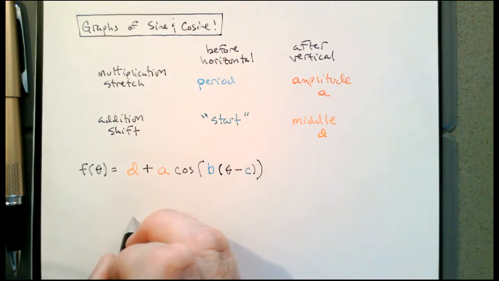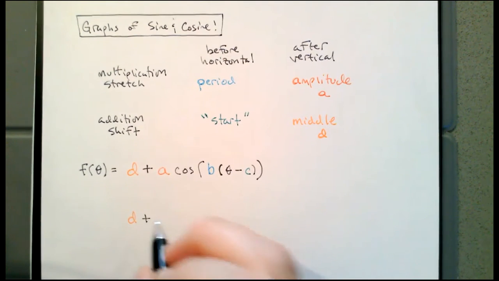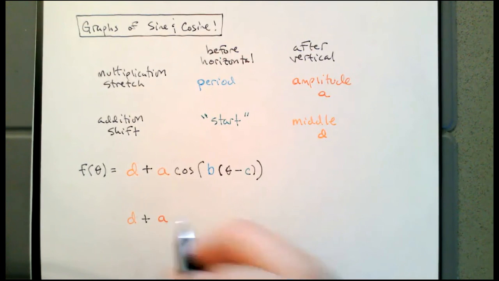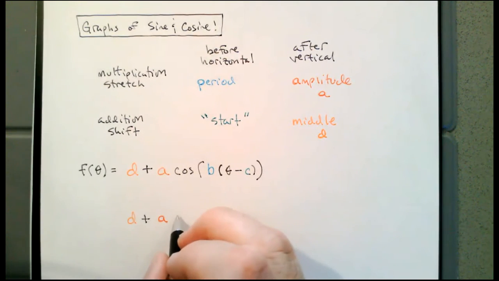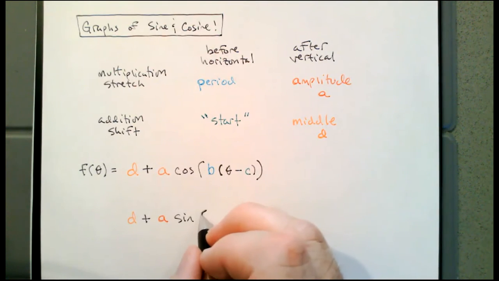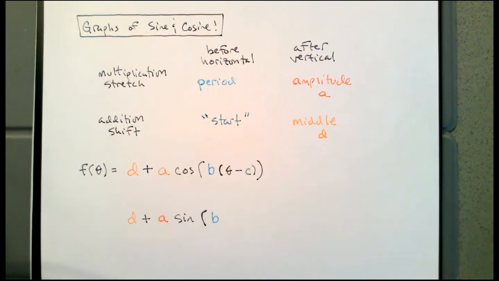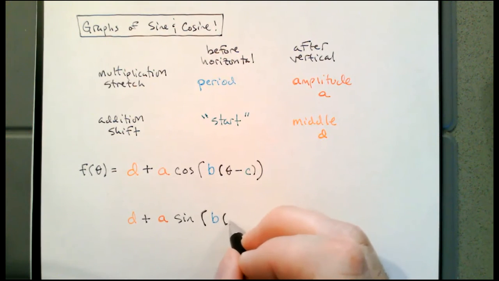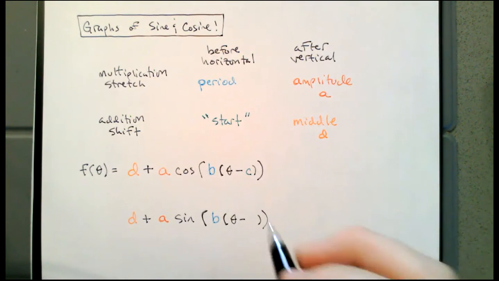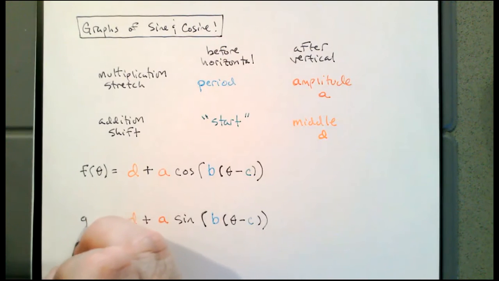Have D in the middle, plus some A times the sine of B, which is a multiplication, times theta minus C.